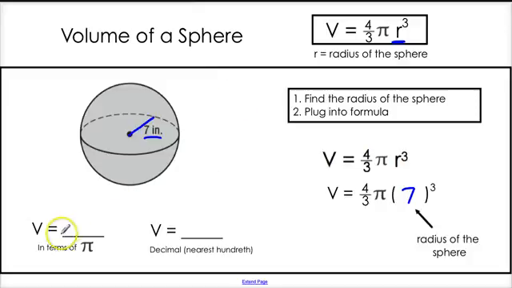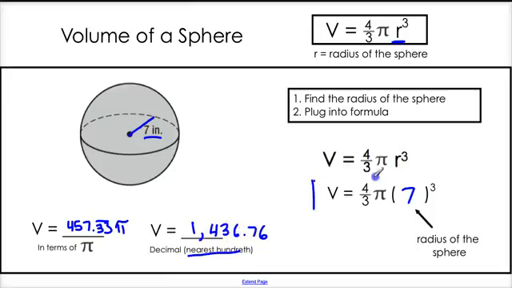And what you should have gotten was 457.33 bar, because that 3 keeps going. And since it's in terms of pi, we're going to put our pi there. Now to get this in terms of a decimal, we're just going to multiply that by pi, and we get 1,436.76, because I'm rounding to the nearest hundredth. I'm rounding this up. And that is my answer to the nearest hundredth.